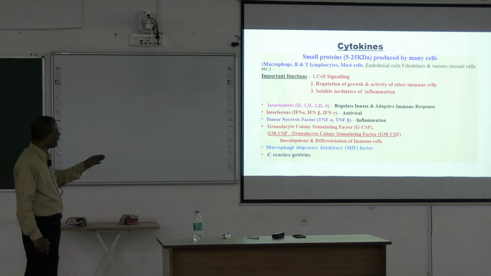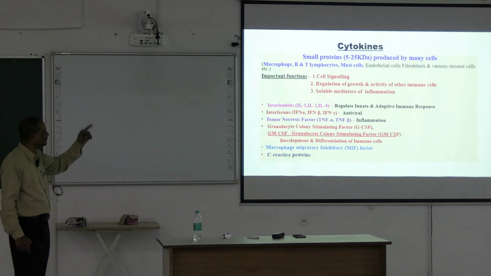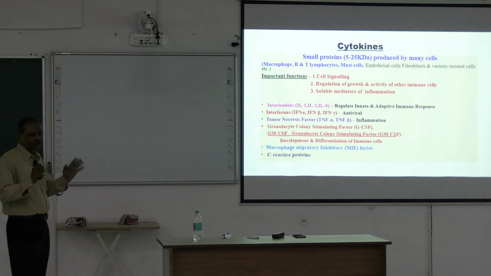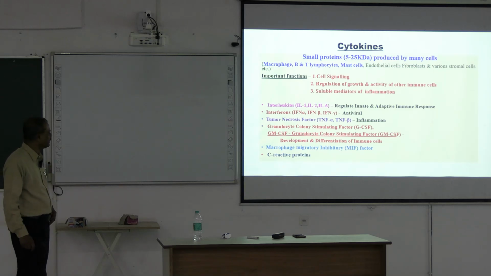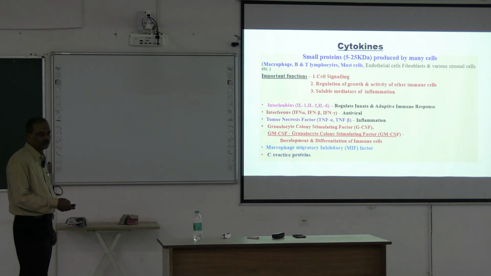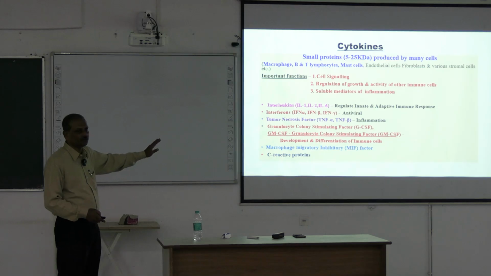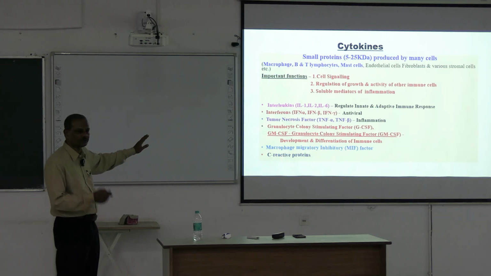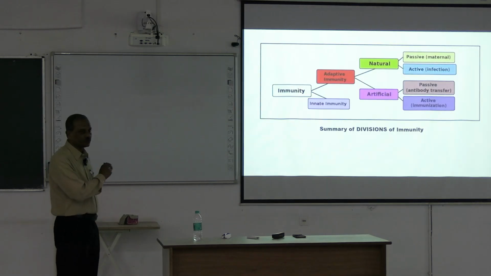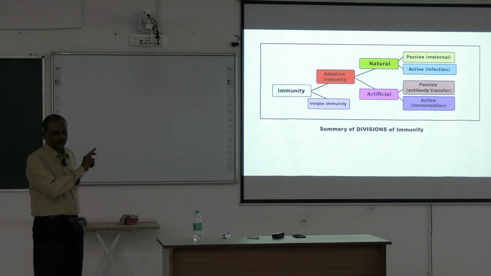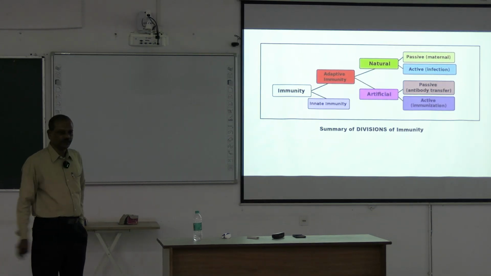Macrophage migratory inhibitory factor is another function of cytokines that we have to regulate somehow, and C-reactive proteins. Now, do you get my point? These are all clinically relevant things, and you will be using interferons clinically. So just to summarize, immunity we have divided into two parts, one is innate, one is adaptive. Innate is from birth.